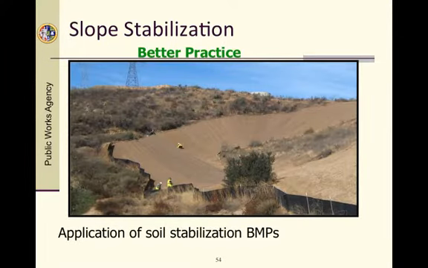Here's a better practice: you see the silt fence at the top of the slope, so that water isn't supposed to go over, but if it does, they still have the jute netting they're placing down, which will keep the soil in place and stabilize the slope as best as possible.